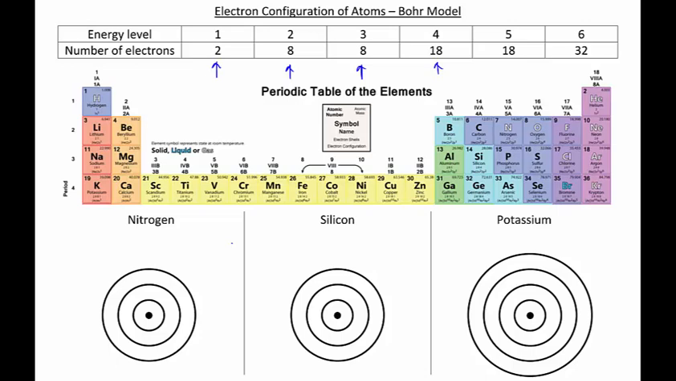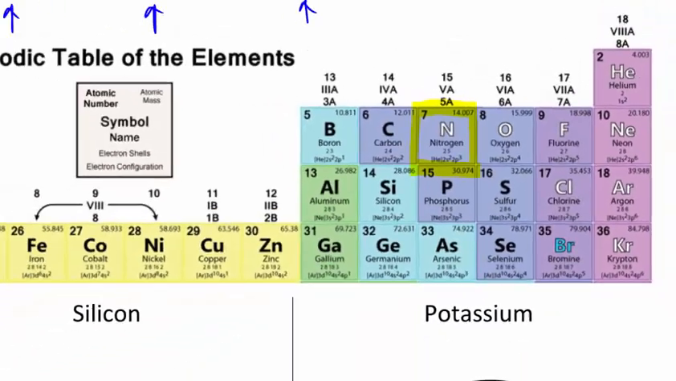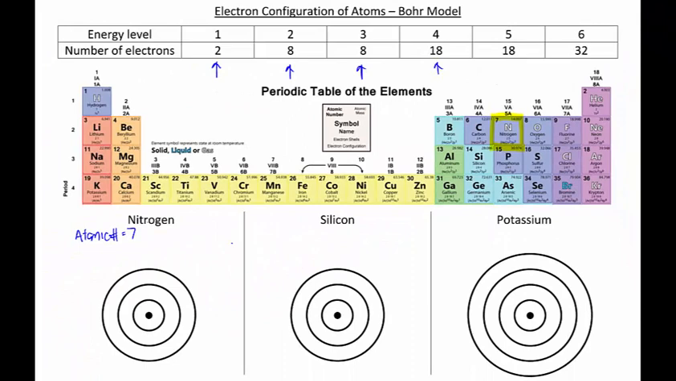So let's look at the energy level of some elements. First one's nitrogen. So if we look at the periodic table that I've provided here, just an excerpt of it, nitrogen is here. Okay, so the atomic number of nitrogen is 7. So we have 7 protons, and because the number of protons equals the number of electrons, we have 7 electrons to place.